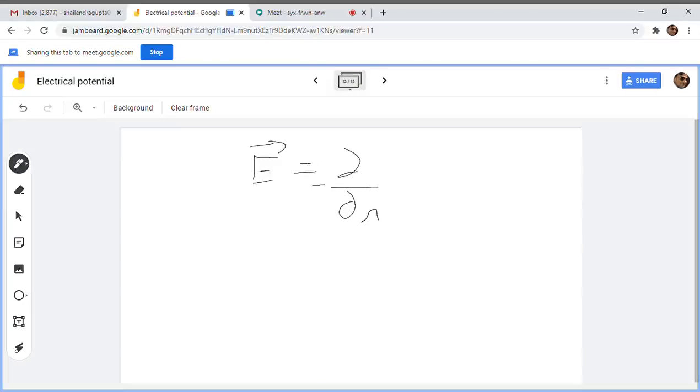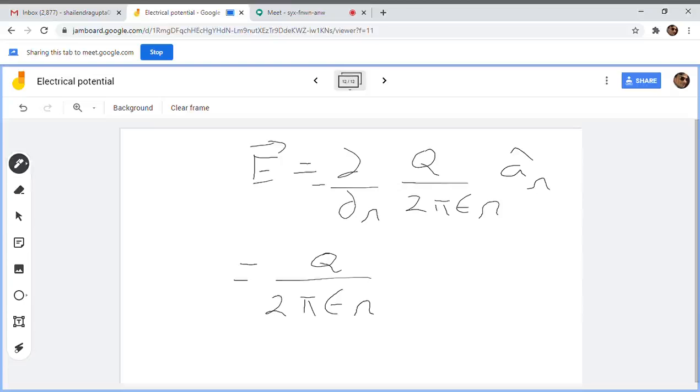So from here it is a minus of VA. And what is VA? VA is Q upon 2 pi epsilon r, and this will be in the ar direction. So when you differentiate this, what will it become? This will become Q upon 2 pi epsilon r square.